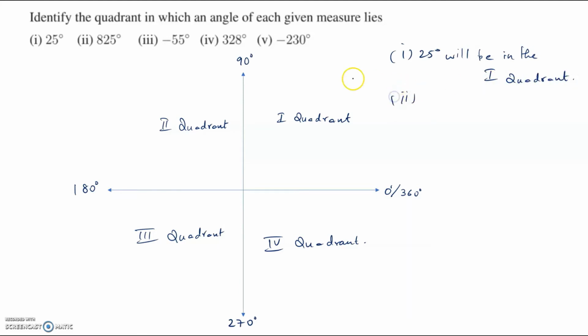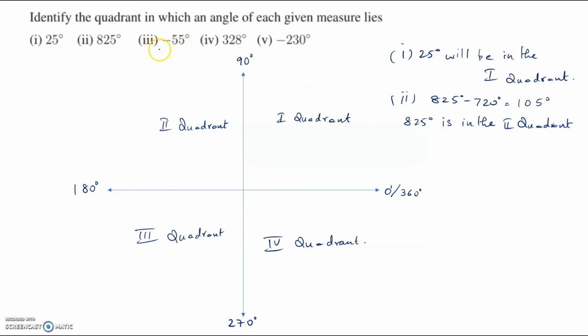Question number 2, 825 degrees. If you take a full rotation, it's 360 degrees. Then 2 rotations will be 720 degrees. So for 825, we subtract 720, which is 2 rotations, and you'll be left with 105 degrees. So your actual result will be 105 degrees, which is in the second quadrant. So the answer is 825 degrees is in the second quadrant.